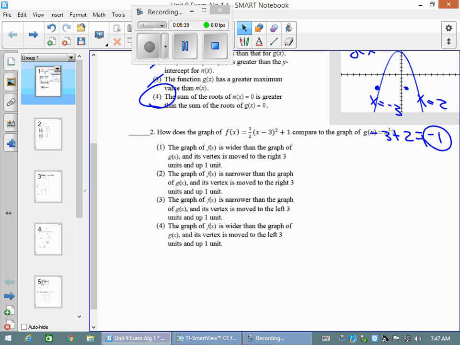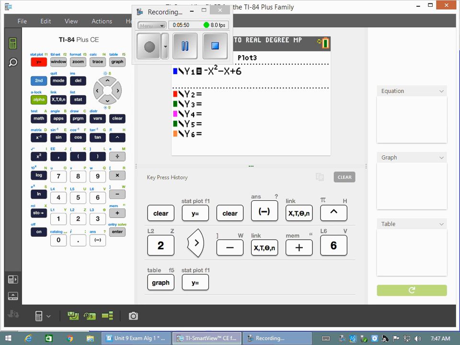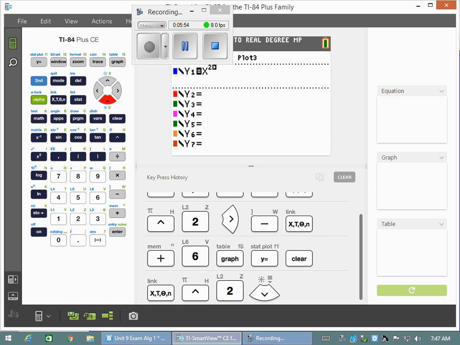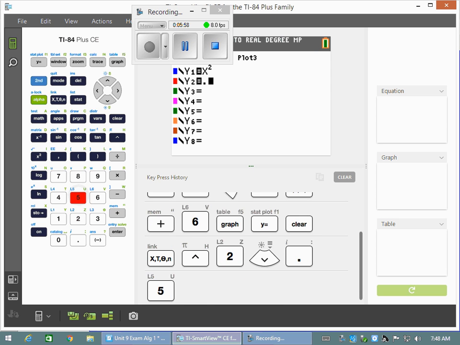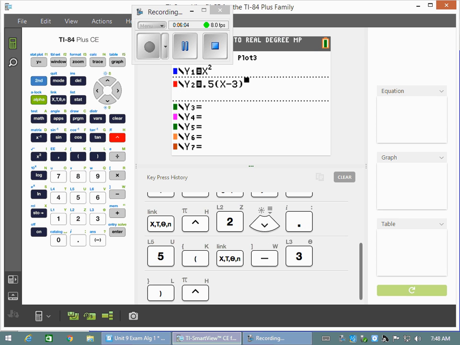to the graph of g of x. So you could also, if you wanted to, take these into your calculator and use that to help you. So in y equals, I would first type in your parent function, which is g of x, which is x squared. And then next, I would type in your function f of x, which is 1/2 times the quantity of x minus 3 squared plus 1.